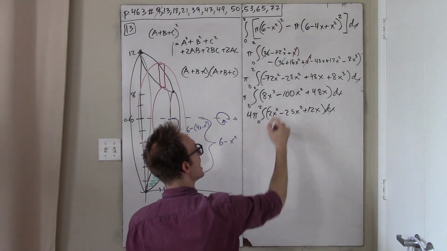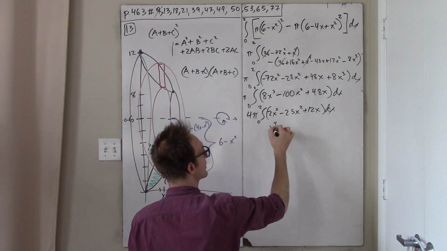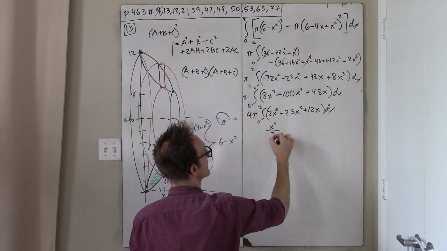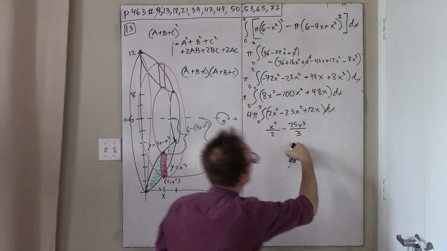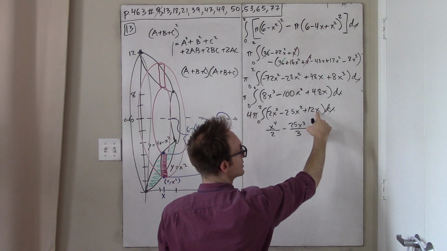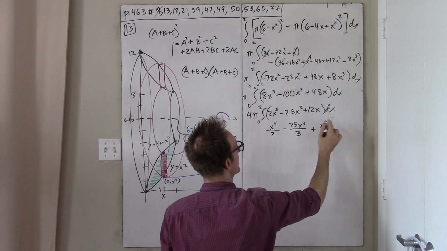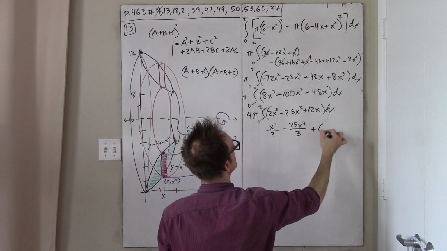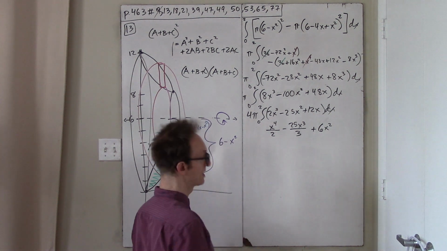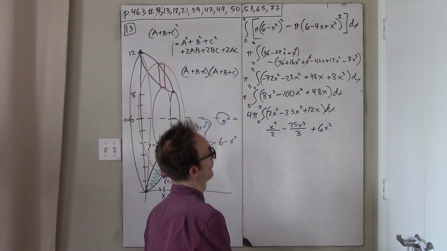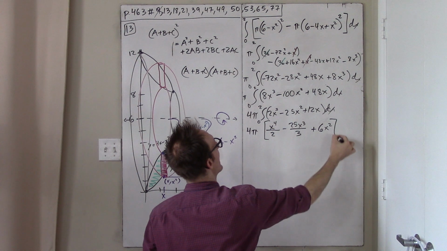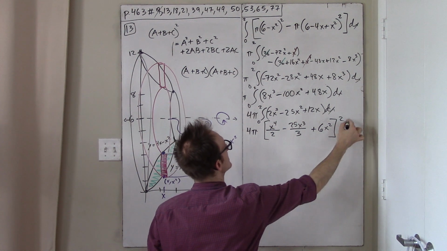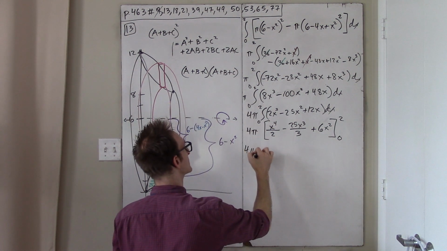What is it going to be? Up a power, so that's x to the 4th divided by 4, so that's going to be x to the 4th over 2, minus 25x cubed over 3, plus the antiderivative of that is just going to be 6x squared. That is surely right. And so 4 pi, and then all of that is happening at 0 and 2. Okay, so I'm just going to finish this off.